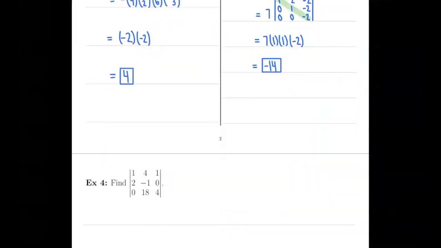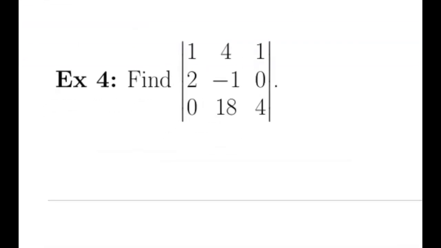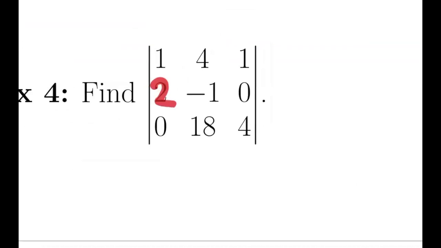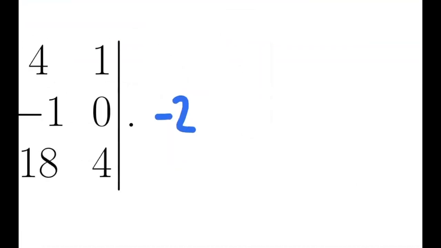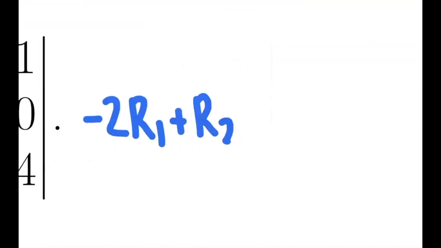Let's do the next example and you'll see how amazing it is again. So for this example, again, let's create some more zeros. Let's make this 2 here a 0. To do that, we just need to do -2 times the first row and add that to the second row. And that will replace the second row.